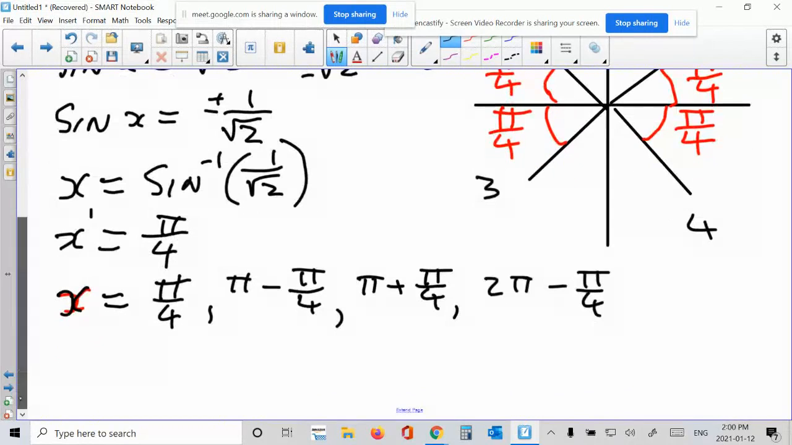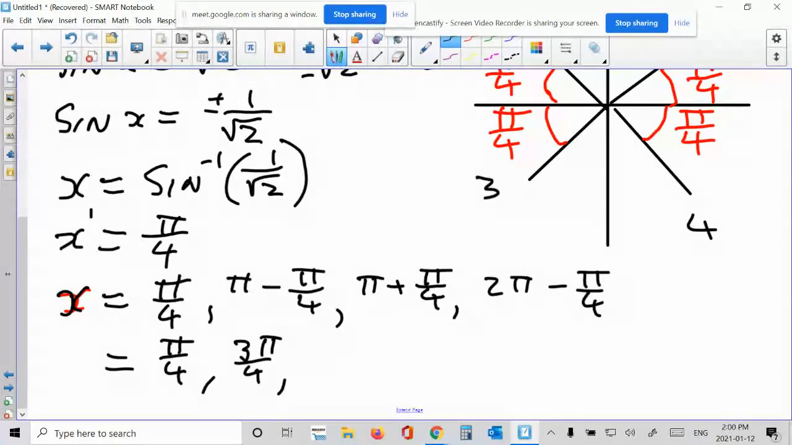So what do these all translate to? Well, let's translate them into English. This is pi over 4. How about the second one? What's pi minus pi over 4? If I took pi and subtracted pi over 4 from it, what would that be? Thank you, Chrisania. 3 pi over 4. The third one, third quadrant: pi plus pi over 4. Thank you, Alexander. 5 pi over 4. And then in the fourth quadrant, 2 pi minus pi over 4. What is that equal to? 7 pi over 4. You guys are good.